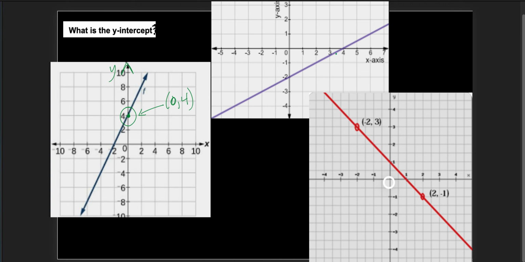So it's not only about pointing it out, but correctly writing the coordinates. And so for the purple line, you see where it crosses the y-axis right here. So that will be at (0, -2). And then for the red line, the y-intercept's right here at this point. And so that will be at (0, 1). Always zeros for the x's when you're looking at the y-intercept. And you always have zeros for the y's when you're looking for the x-intercept.